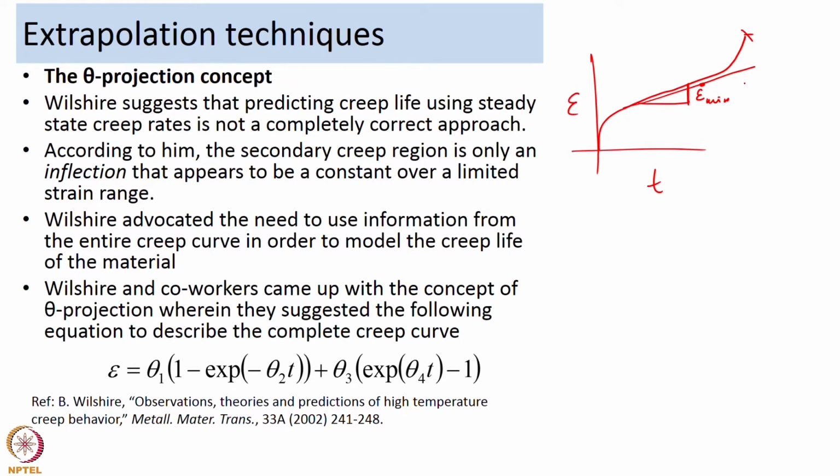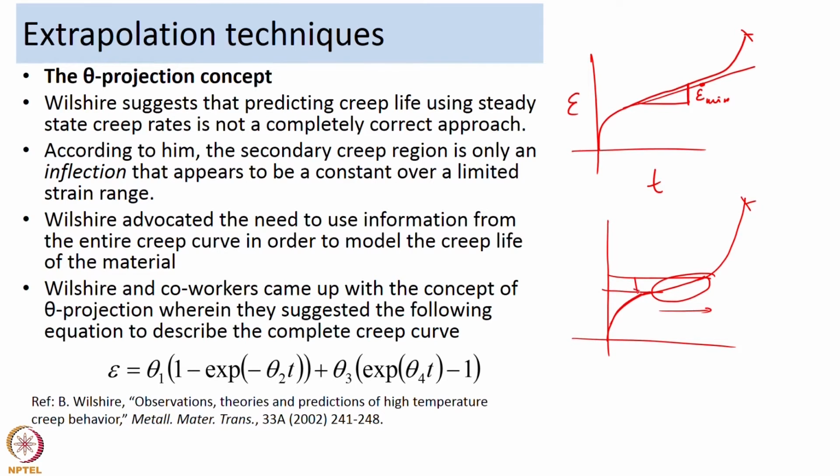So, Wilshire suggests that this is not exactly a completely correct approach. According to him, the secondary creep region is only an inflection that appears to be a constant over a limited strain range. There is a change in slope from one end, a decreasing slope leading to increasing slopes, and for him it is basically an inflection region from a decreasing slope region to an increasing slope region. And this inflection happens over a limited strain range value.